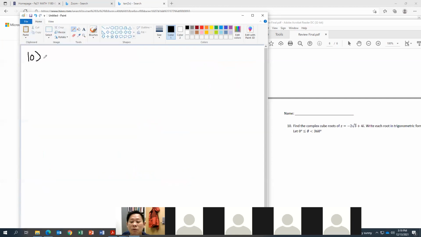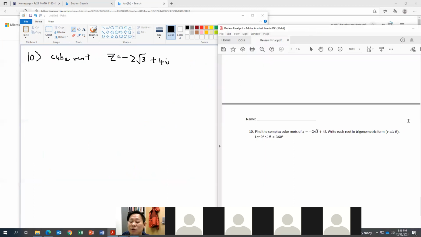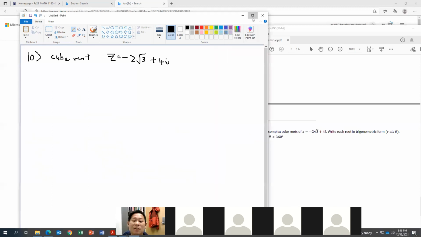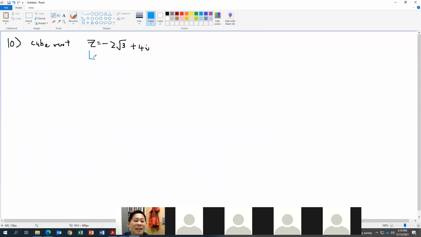All right, for question 10, you need to find the complex cube root. Given that z in this case is negative 2 root 3 plus 4i, I want you to write this root in trigonometric form, which is RCIS form. And your theta in this case is 0 to 360. We're not using radians, we're using degrees here. So the first thing we need to do for this kind of question is write this in trigonometric form. First, figure out what quadrant this negative 2 root 3 plus 4i is in.